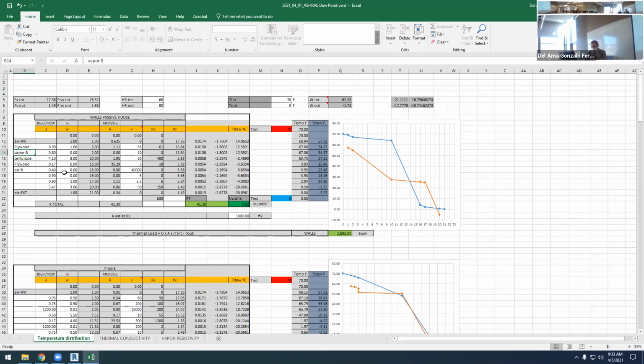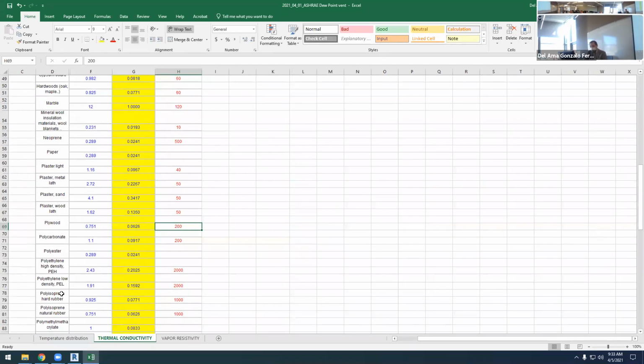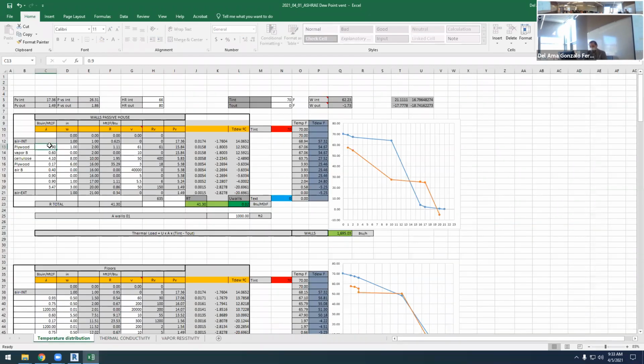And now we have to give the right numbers. So the thermal conductivity, this is wrong, by the way. So we have the plywood. What is the thermal conductivity of plywood? 0.75, yeah. So this is 0.75. And we have another plywood here, 0.75. The width can be ½ inch or 1 inch. Let's type ½ inch of plywood, and here ½ inch.